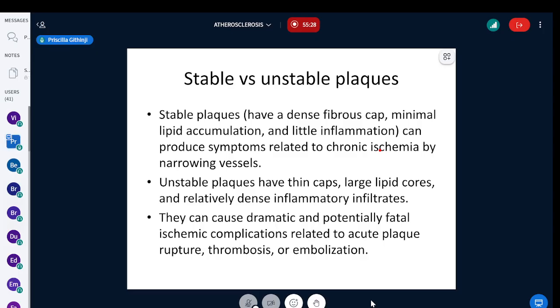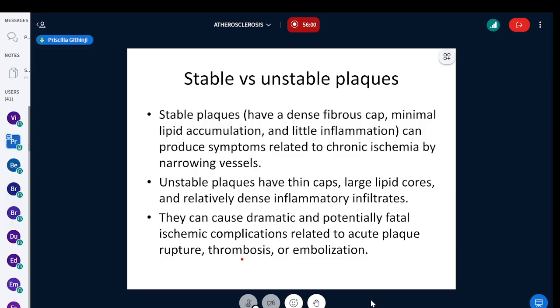of your blood vessel. For the unstable plaques, on the other hand, they usually have thin caps. They have larger lipid cores and they have a relatively dense inflammatory infiltrate. We said leukocytes are going to enter into this plaque. So unstable plaques are dangerous because they're unstable, they can easily rupture and they can cause dramatic and potentially fatal ischemic complications that are related to acute plaque rupture.